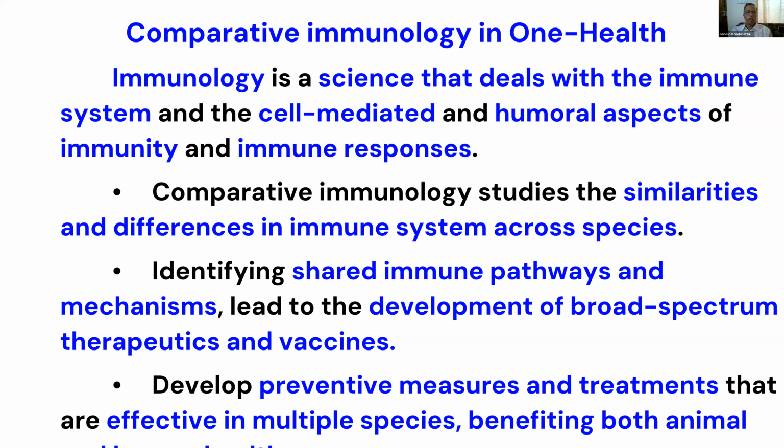and the immune responses. Comparative immunology gives the similarities and differences in the immune system across the species. It will identify the shared immune pathways and mechanisms, which will be helpful to develop broad-spectrum therapeutics and vaccines. So if you develop preventive measures and treatments by understanding the immune mechanisms, that will be very useful to work across the species, that is, for the health of multiple species we can work.